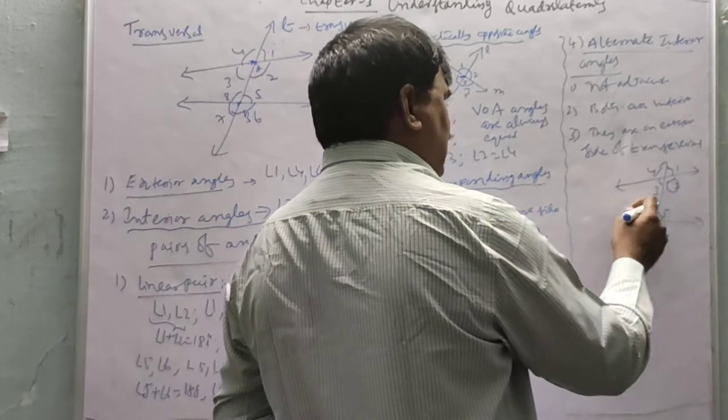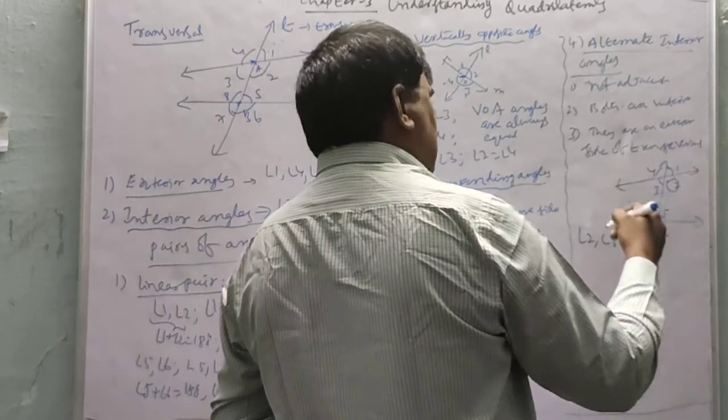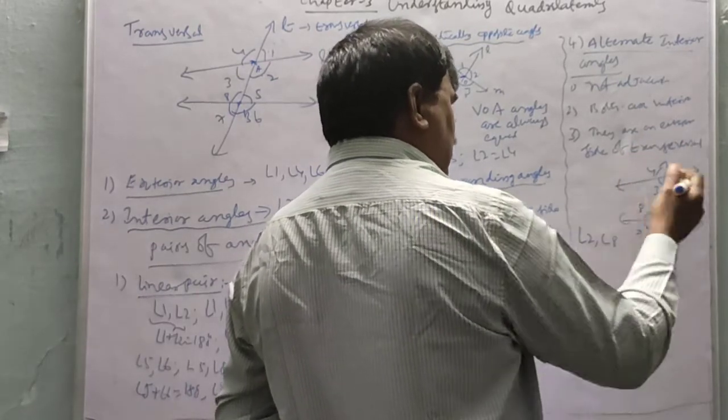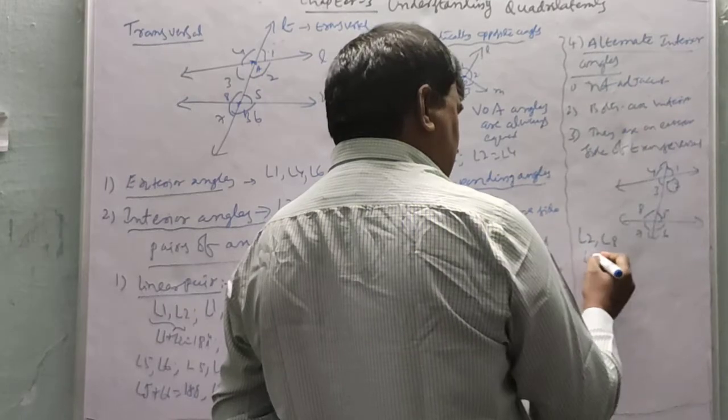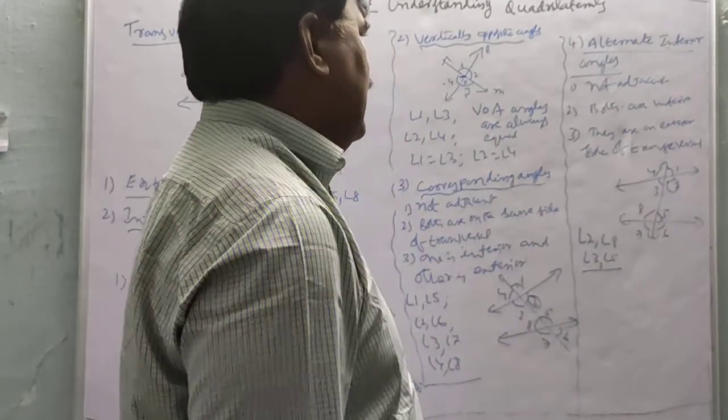Next, what is the left interior angle? 8. So 2 and 8, they are not adjacent. They are not on the same side. They are on either side. Both are interior. Next, another pair, angle 3, angle 5. So this is about alternate interior angles.